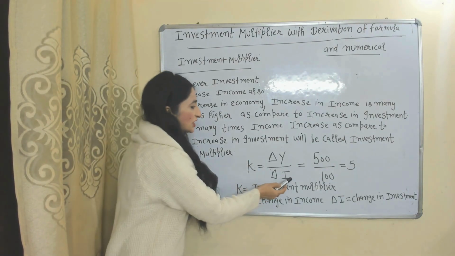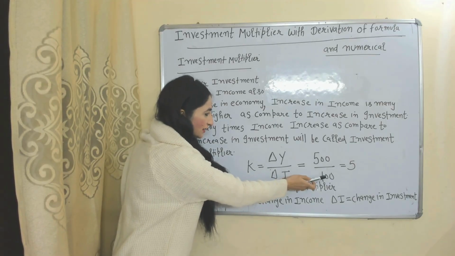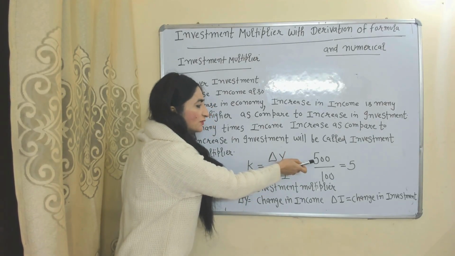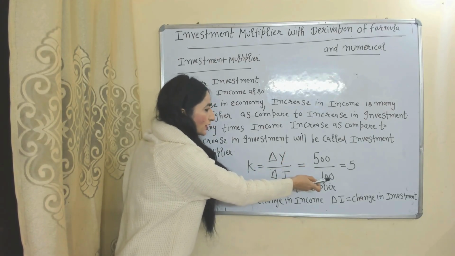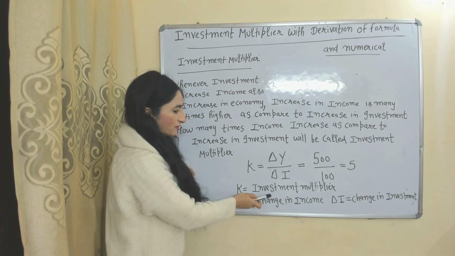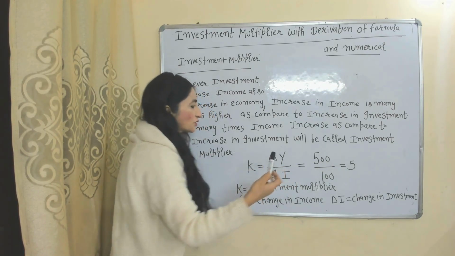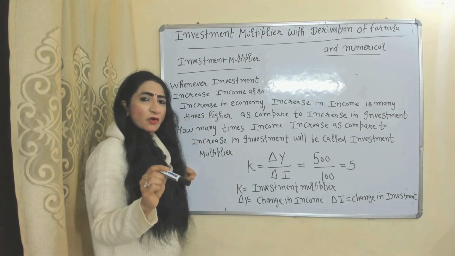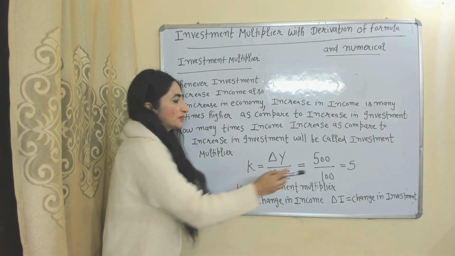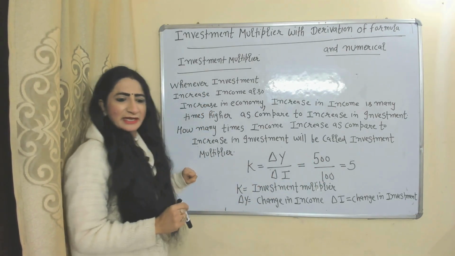For example, change in investment is 100. Due to this change in investment, change in income is 500. 500 over 100 is equal to 5. This 5 will be called the value of investment multiplier. So we can say that how many times income changes due to change in investment is called investment multiplier.